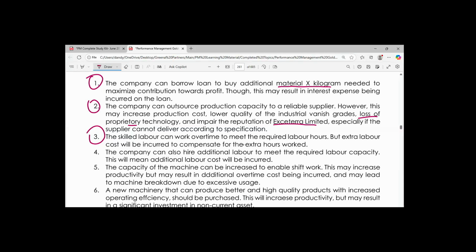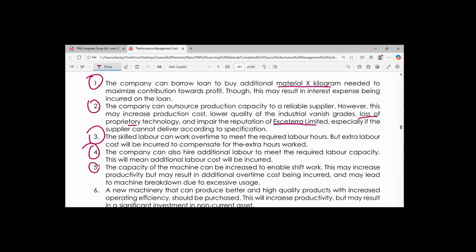Then the next one, number four, the company can also hire additional labor to meet the required labor capacity. So instead of the existing workers working overtime, the company can hire additional labor. Of course, once you hire additional labor, that means you need to pay additional labor costs. Additional labor costs will be incurred. So that's the cost associated with that.